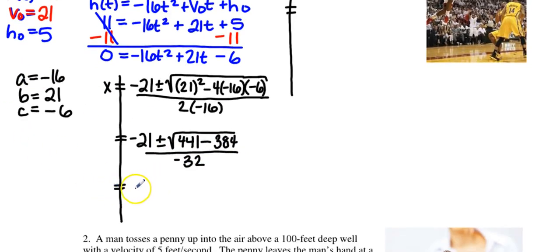Next step. So again, look, as I go from step to step, I have a new fraction. So negative 21 plus or minus. Now I can do this subtraction in my calculator. Put my square root sign to get ready. So 441 minus 384 equals 57, still under the square root because we have not taken the square root yet, all divided by negative 32.